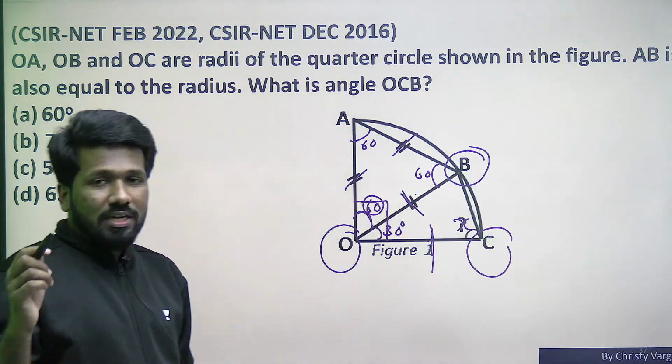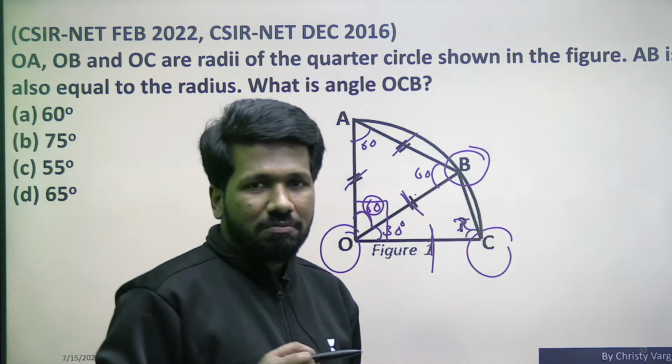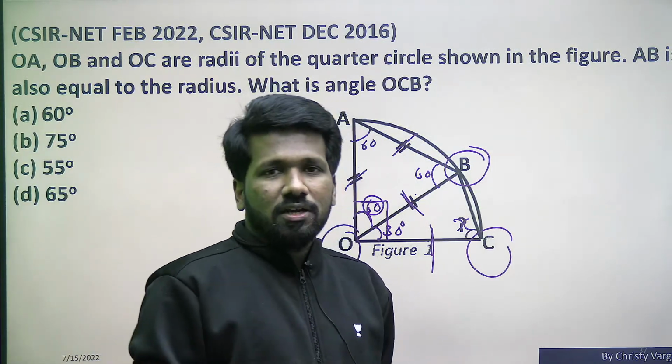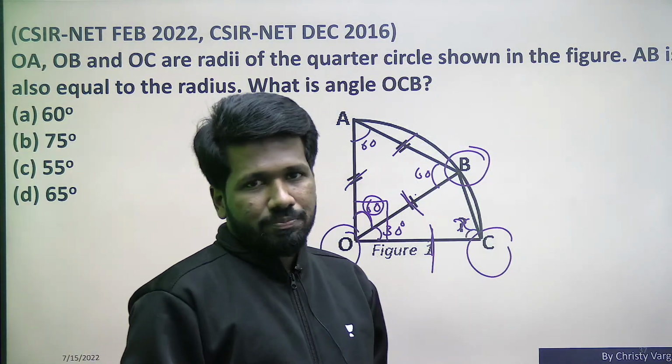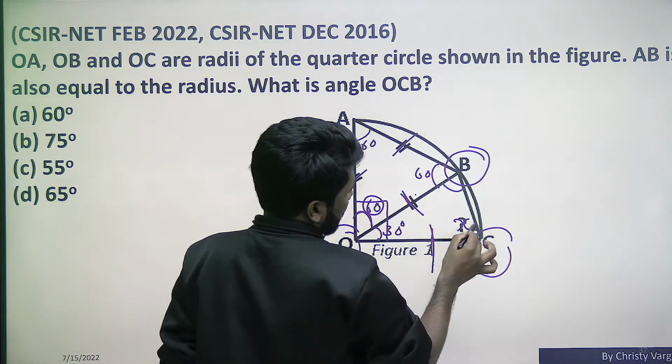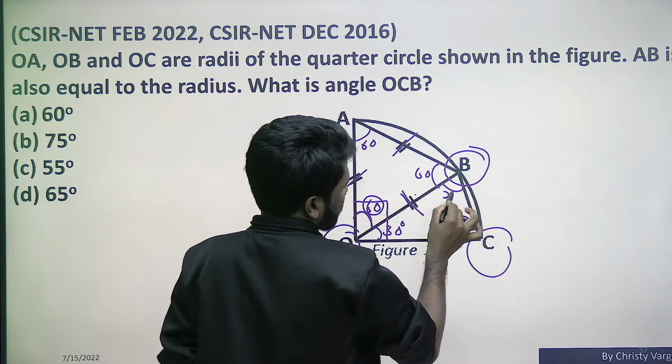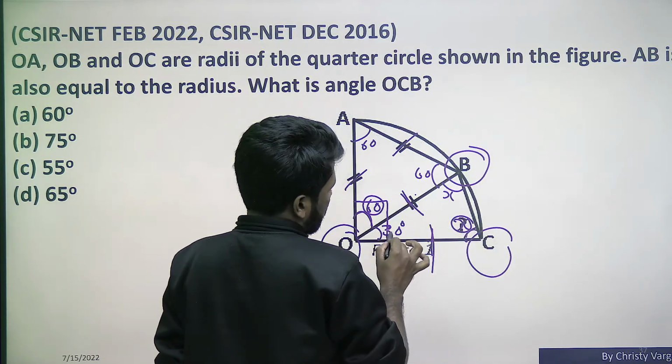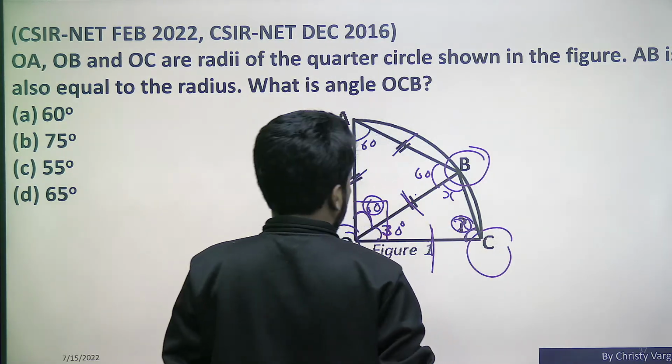लास्ट क्लास में हमने डिस्कस किया था, आइसोसिलीस ट्रायंगल की एक प्रॉपर्टी है, ऑपोजिट एंगल्स ऑफ इक्वल साइड्स आर इक्वल. ये दोनों साइड्स इक्वल हैं तो इसके ऑपोजिट एंगल्स ये दोनों हैं. ये x है तो ये भी x होगा. And that is enough to finish the question using angle sum property.